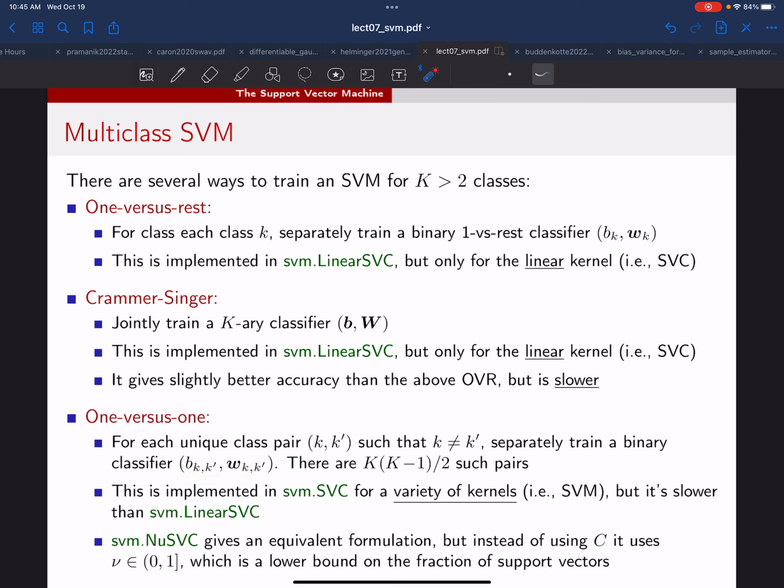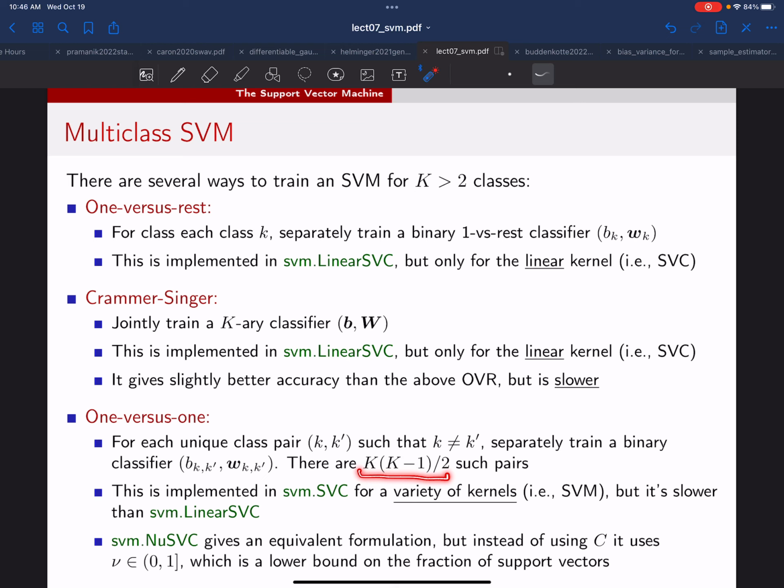Compared to one versus rest, where you would only need to train K, capital K, different classifiers, here you have more combinations. You have K times K minus 1 over 2. That might sound daunting because this scales with K squared. If you have 10 classes, how many would this be? This is 10 times 9 over 2, so it's 45. So basically 45 instead of 10.